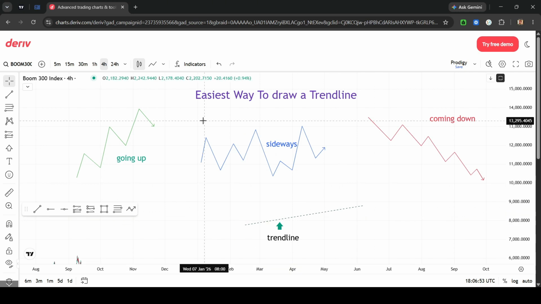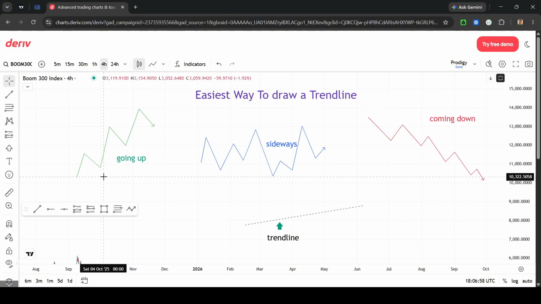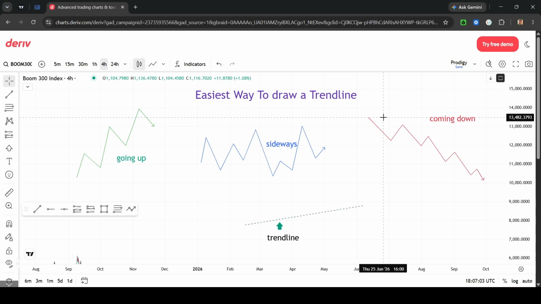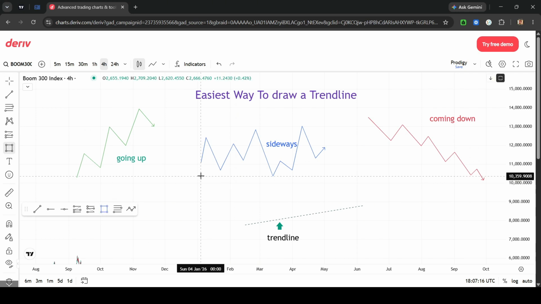When the market is going up, we call it an uptrend because it's going towards the upside. When it's going down, we call it a downtrend because it's going to the downside. And it's easy to see because you can just see that the market is going in a particular direction. But when the market is going nowhere, that is, it goes in between two zones, we call it a consolidation or sideways movement.